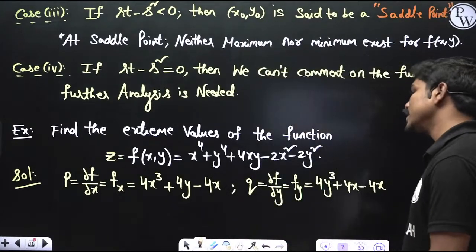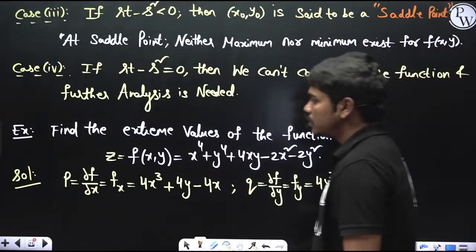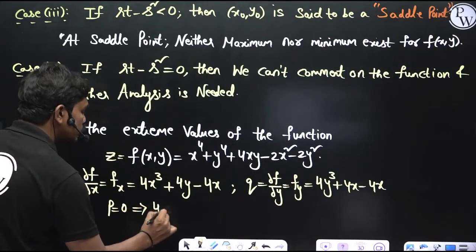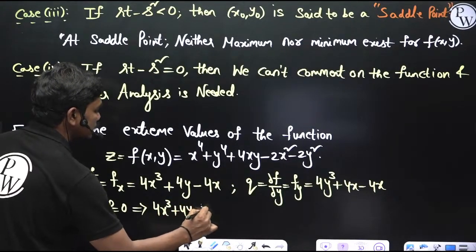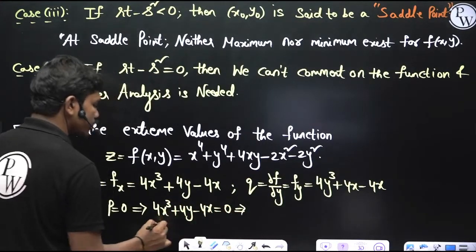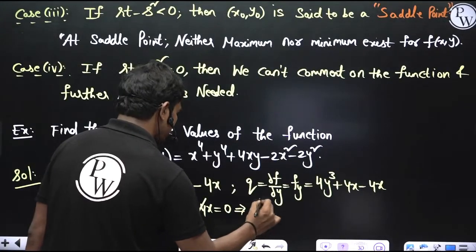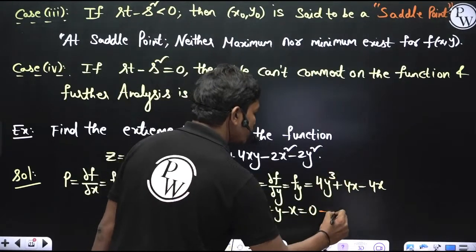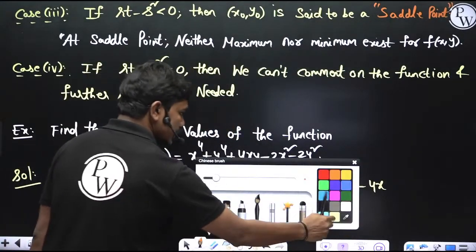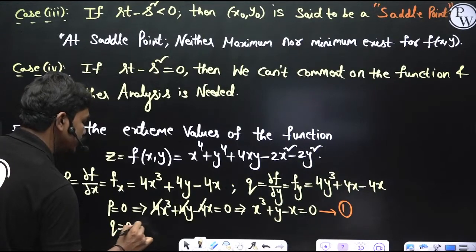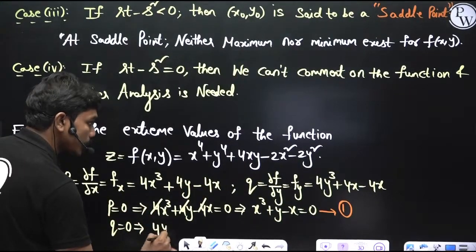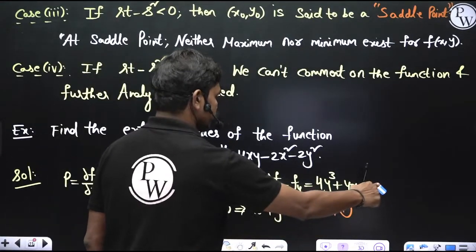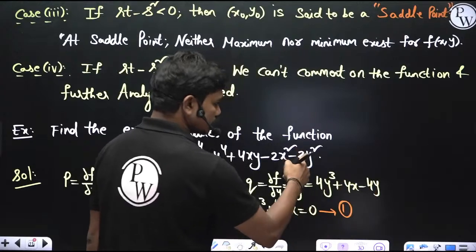Okay, Piyush. So if this is p and this is q, equate these things to 0. So p equal to 0 implies 4x cube plus 4y minus 4x is equal to 0. If you cancel the 4 from all the terms, x cube plus y minus x is equal to 0. This is equation number 1, which you get when you make p equal to 0. Then q equal to 0 implies 4y cube plus 4x minus 4y, because this is 2y square, so 4y.